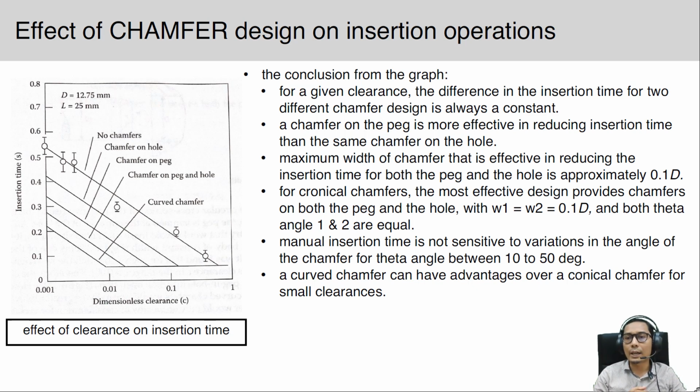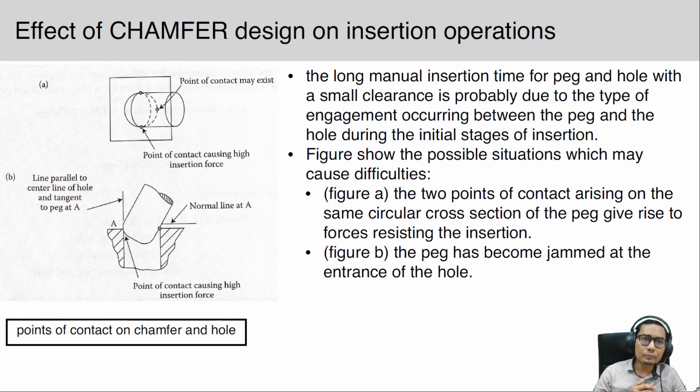And a curved chamfer can have advantages over a conical chamfer for small clearance. So these are the conclusions from the graph of the effect of clearance on the insertion time. And in this figure, you can see the points of contact on chamfer and hole. The long manual insertion time for peg and hole with a small clearance is probably due to the height of engagement occurring between the peg itself and the hole during the initial stages of insertion. So the figure shows the possible situations.